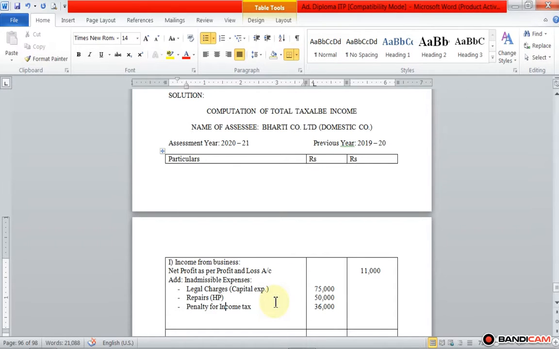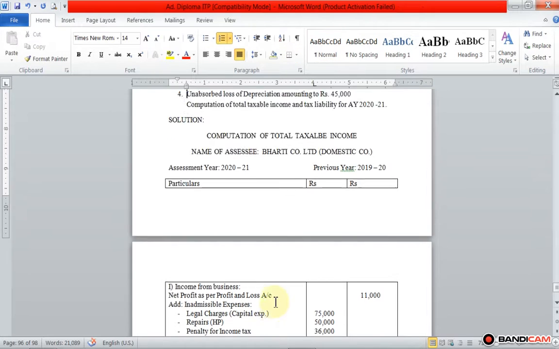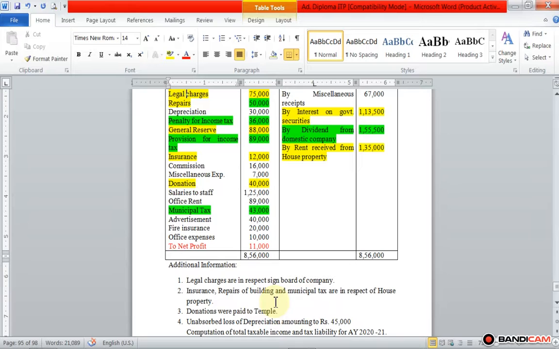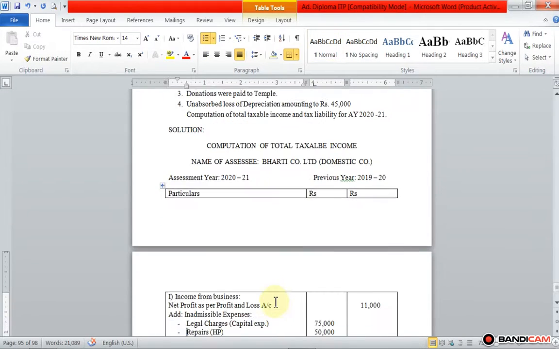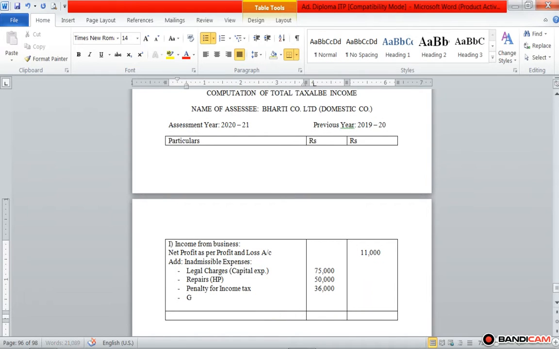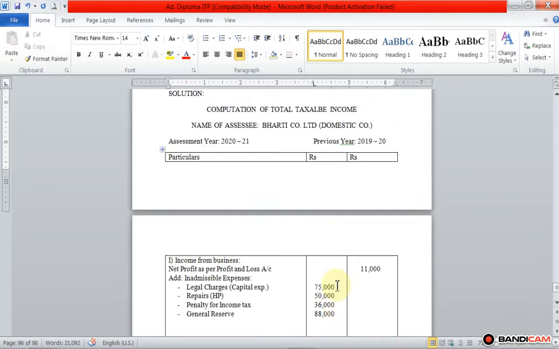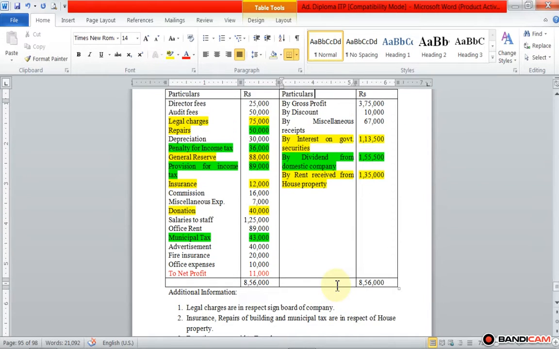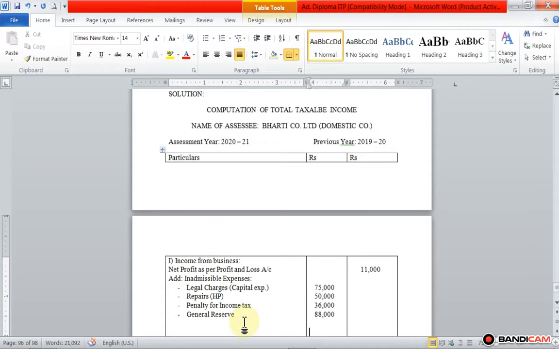Then general reserve 88,000. Then provision for income tax 89,000. Any provision is disallowed.